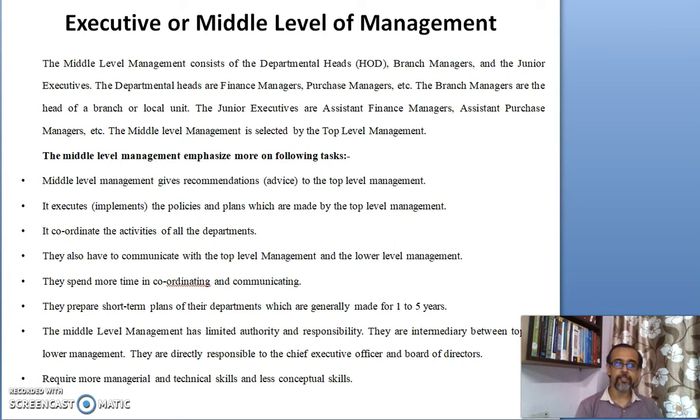The middle level management has limited authority and responsibility. They are intermediary between top and lower level management. They are directly responsible to the chief executive officers and the board of directors. And they require more managerial and technical skills and less of conceptual skills, unlike in the case of the top management.